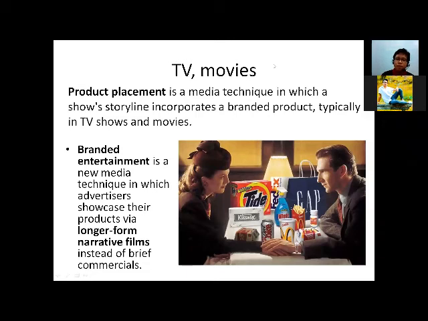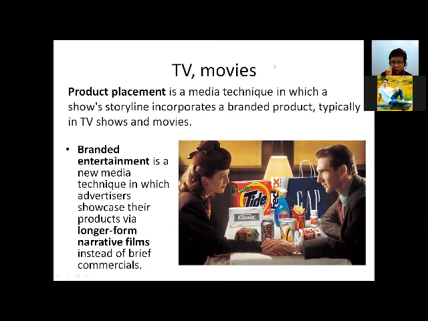Branded entertainment is a new media technique in which advertisers showcase their products via longer form narrative films instead of brief commercials.